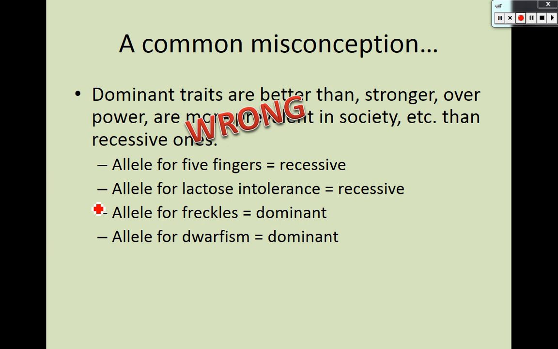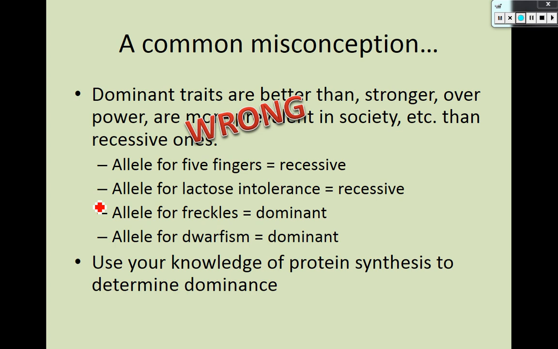So keep that in mind, that this idea of, in everyday speak, dominant usually means like stronger, or I don't know, better, but definitely stronger. That doesn't necessarily mean it in genetics. It just means you only need one allele. And there's only one way to really know if something's dominant or not, and that's to go back to your previous unit of genes to traits and use your knowledge of protein synthesis to determine dominance.